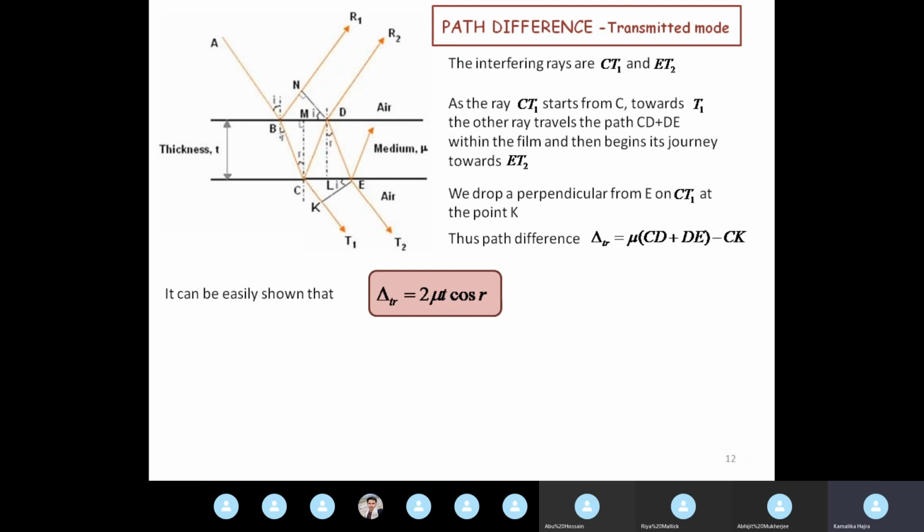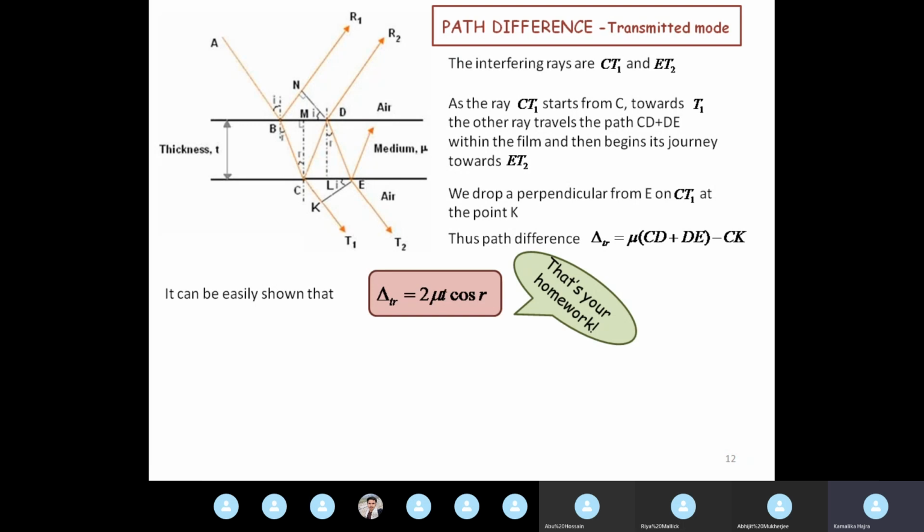And that is your homework. You have to apply the trigonometry in the same manner as we did for the reflected ray. Just use different triangles. I know it will be very easy for you to calculate this. You will find that the result again is 2 mu t cos r, but that is your homework, and for the exam you can get either mode.